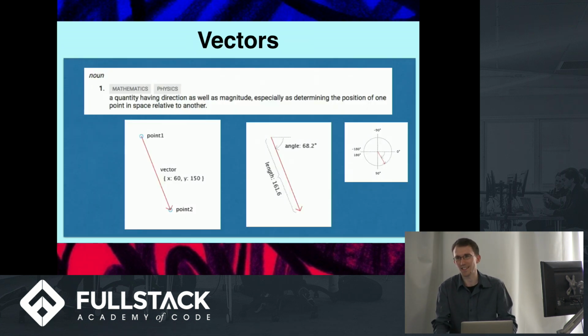OK, so I mentioned it's a vector graphics library. So remind me, what is a vector again? Well, it's a quantity that has a direction and a magnitude. And it has to do with relative space between two points. It can be described either as a point of x and y coordinates, or as the definition suggests, it can be described as an angle and a length.